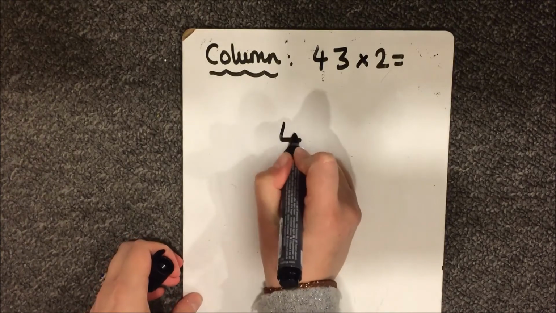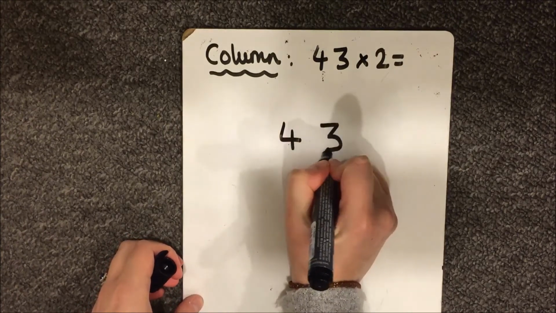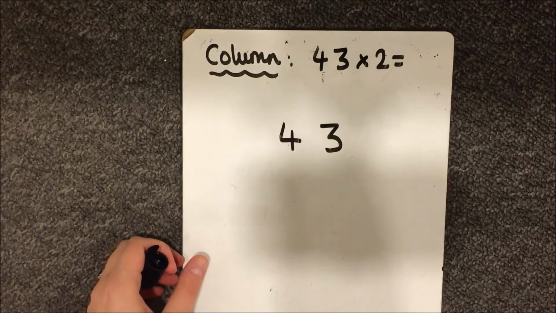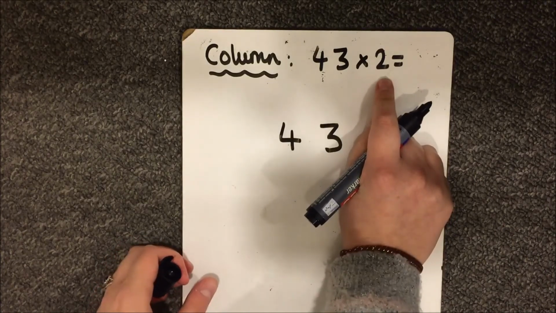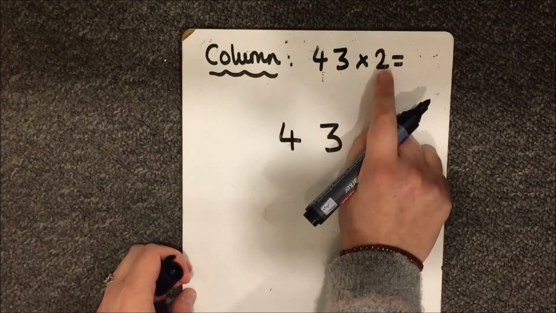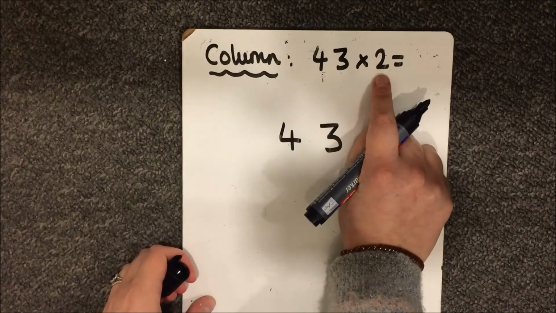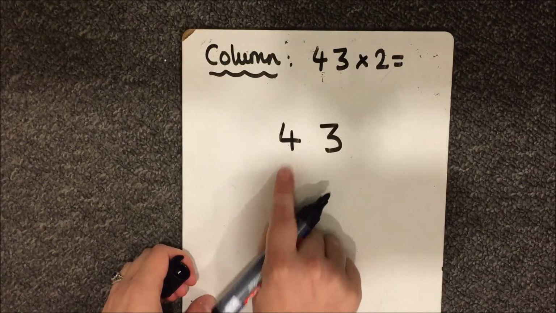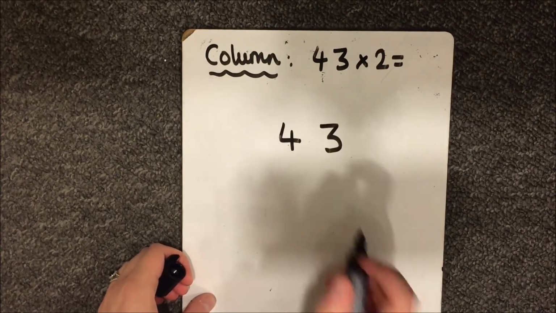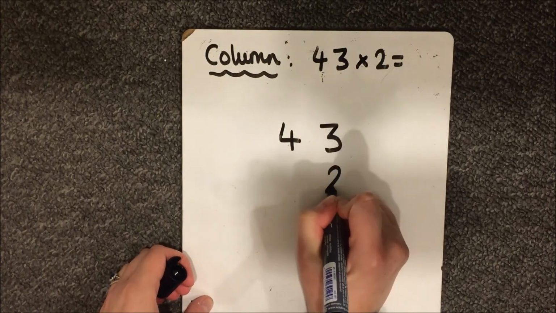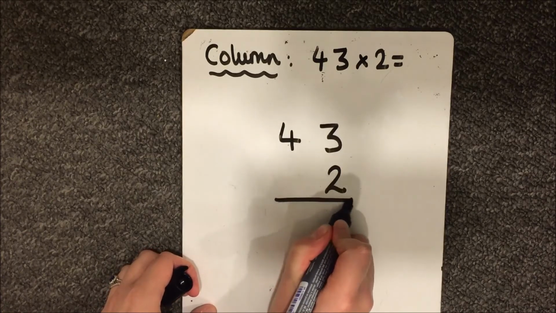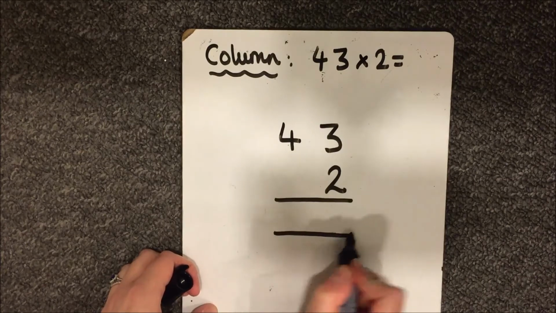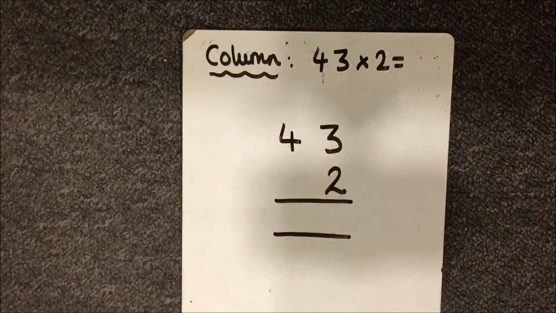So we're going to write 43 first of all, our tens and our ones. Then we're timesing everything by 2. Is 2 a tens or a ones number? That's right, it's a ones number. So do you think it should go under the tens or under the ones? That's right, it needs to go under the ones. And when I do the column method, remember I've got this line, which is where I put my answer. It looks like the equals sign, doesn't it? So I know that's where I put my answer.